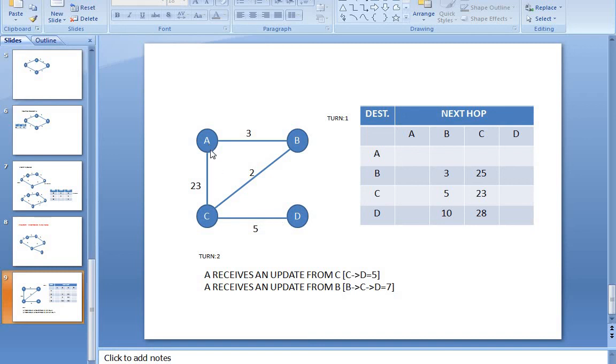If A needs to send to B, the cost 3 will be selected. If A needs to send to C, then cost 5 will be selected, because this is the shortest path: 3 plus 2, the cost is 5, but here it is 23. If A needs to send to router D, then definitely cost 10 will be selected, because if it sends through C, the total cost will be very high, that is 28. In the same way, the routing tables of B, C and D will also be formed. I hope this is clear to you. Okay.